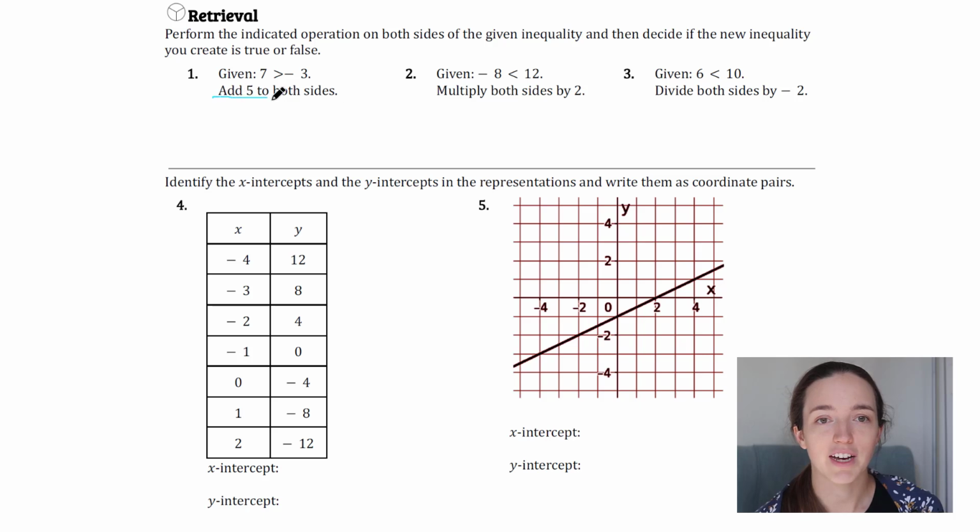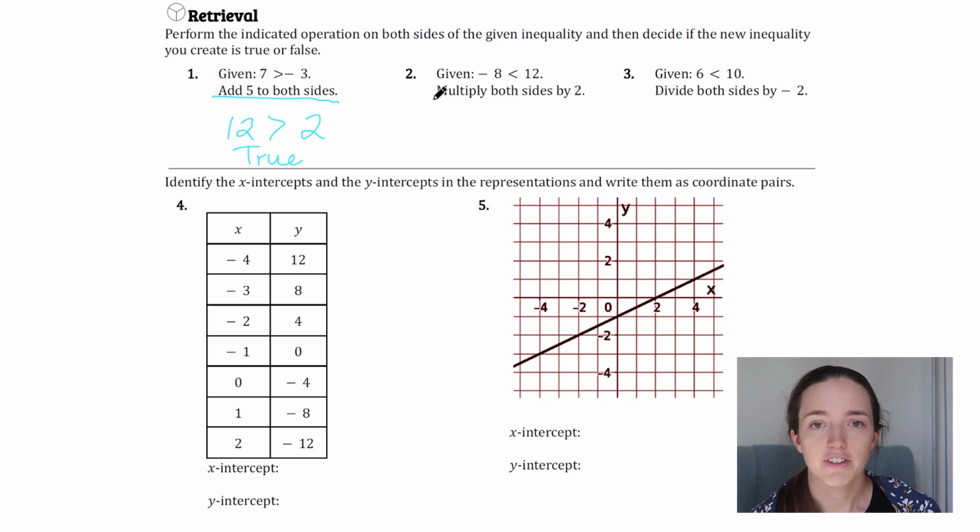Let's see what happens if we add 5 to both sides. So 7 plus 5 is 12. -3 plus 5 would be 2. Is 12 greater than 2? Yes. Okay, so that is true. Remember, the symbol is opening up towards the thing that is bigger.